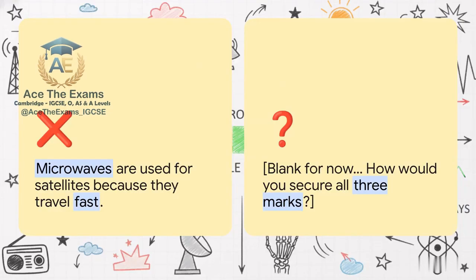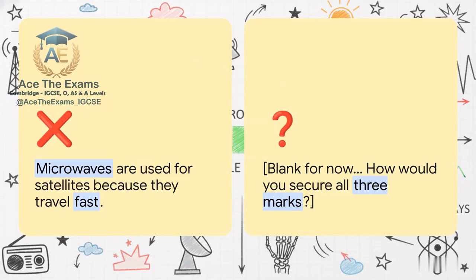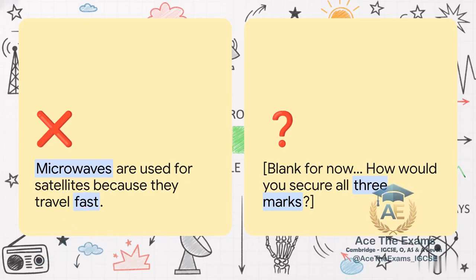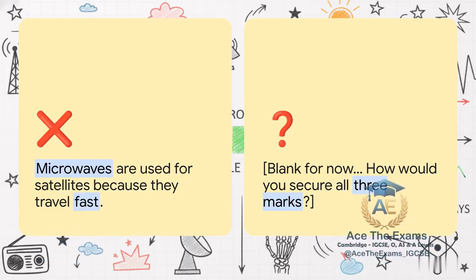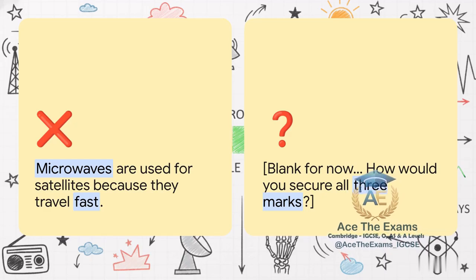So let's break down a very typical but completely fatal student answer. A student might write, "Microwaves are used for satellites because they travel fast." Boom, that scores absolutely 0 marks. Nothing. But why? I mean, they do travel fast, don't they? To build a proper top-end answer correctly, we first really need to understand the trap the student fell into and why examiners are strictly trained to give this exact phrasing 0 credit.